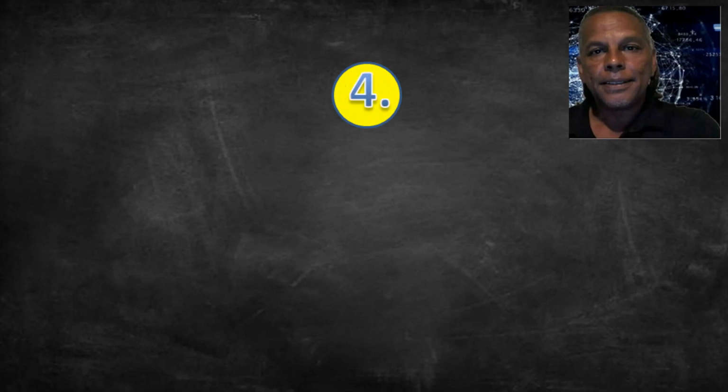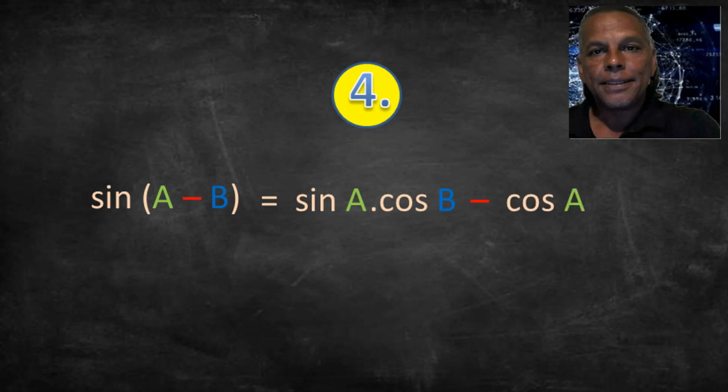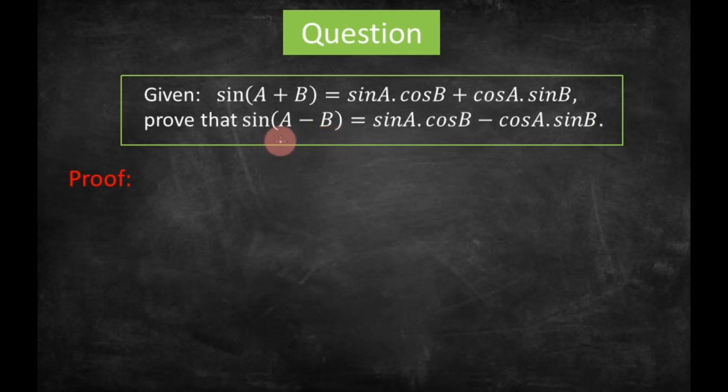Then, coming to the fourth compound angle expansion, it says that the sine of a minus b equals the sine of a times the cos of b minus the cos of a times the sine of b. So this is how the proof of this theorem is asked in the exam. We are given the sine of a plus b, or the expansion thereof, and we have to use it to prove the sine of a minus b. So let's start with the left-hand side of what we need to prove. So the left-hand side is the sine of a minus b.